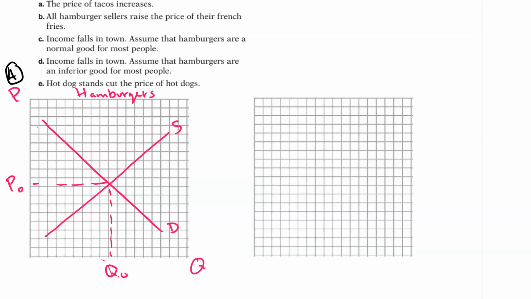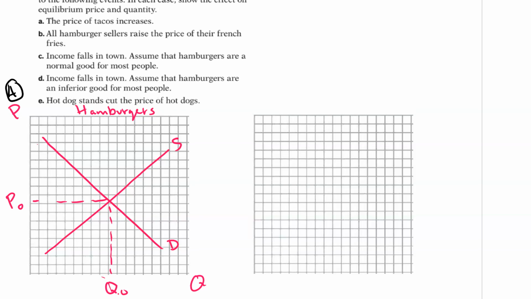For A, it says the price of tacos increases. So if you're at a restaurant and you've got hamburgers and tacos, you're only going to order one meal for yourself. So those would be substitutes, because you can substitute your meal from a hamburger to a taco or from a taco to a hamburger. So a taco is a substitute.